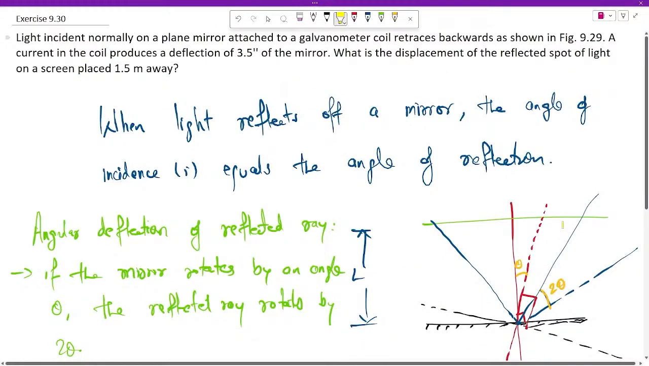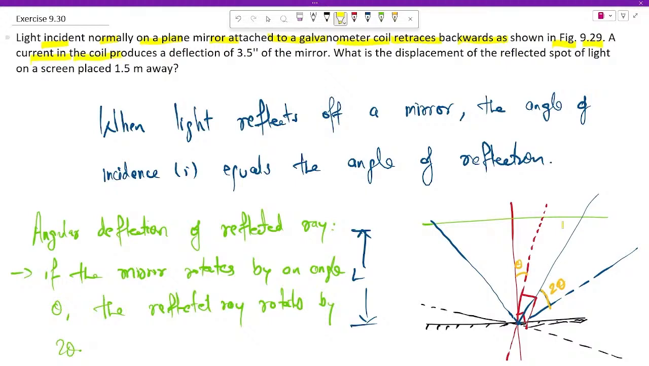The question says that light incident normally on a plane mirror attached to a galvanometer coil retraces backward, as shown in figure 9.29. A current in the coil produces a deflection of 3.5 degrees of the mirror. What is the displacement of the reflected spot of light on the screen placed 1.5 meter away?